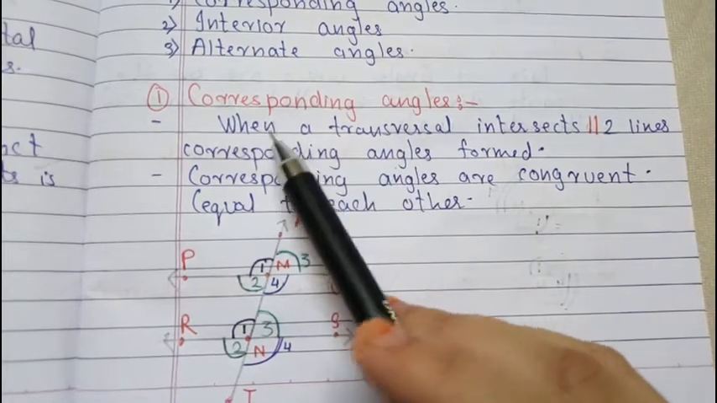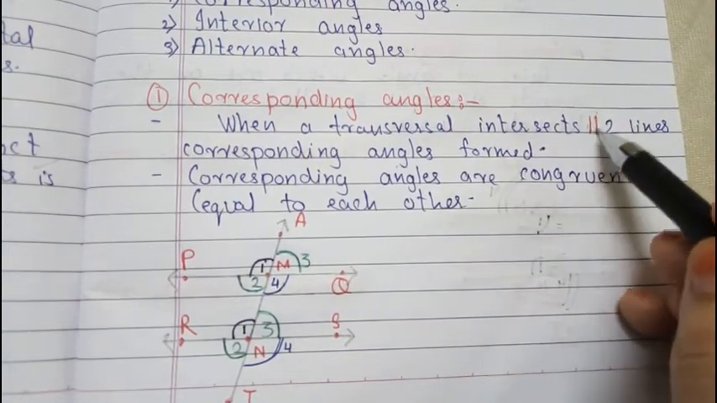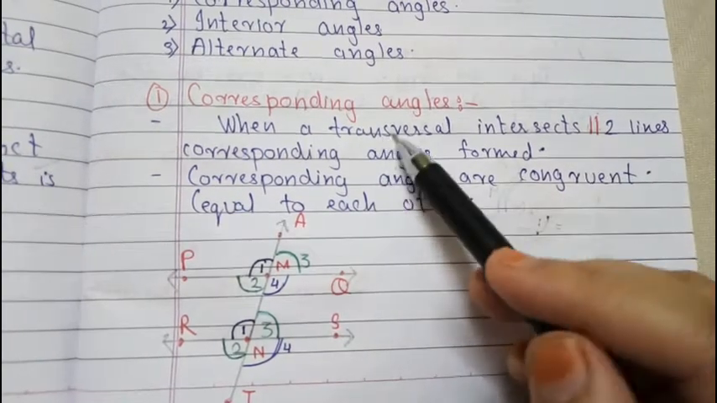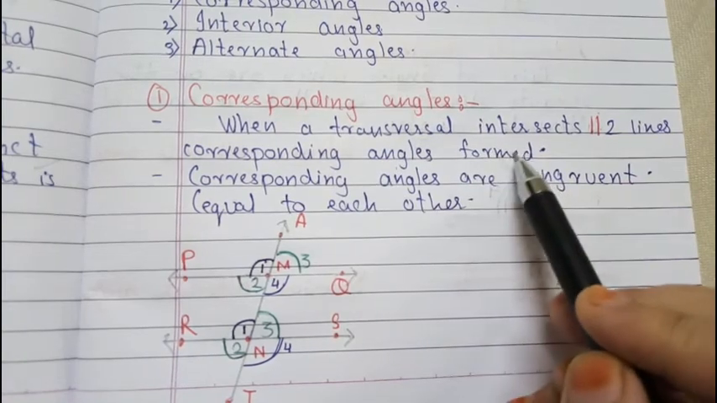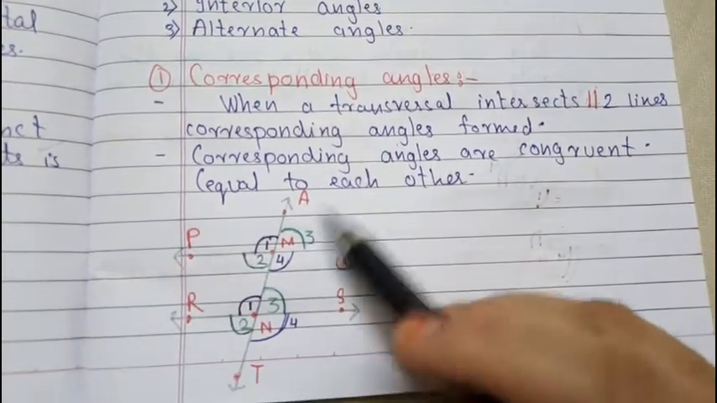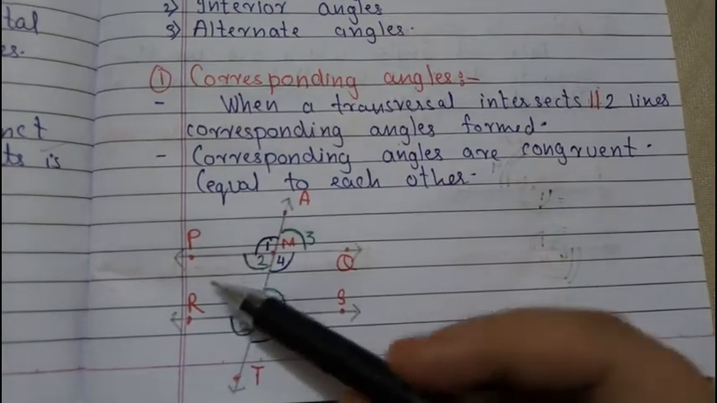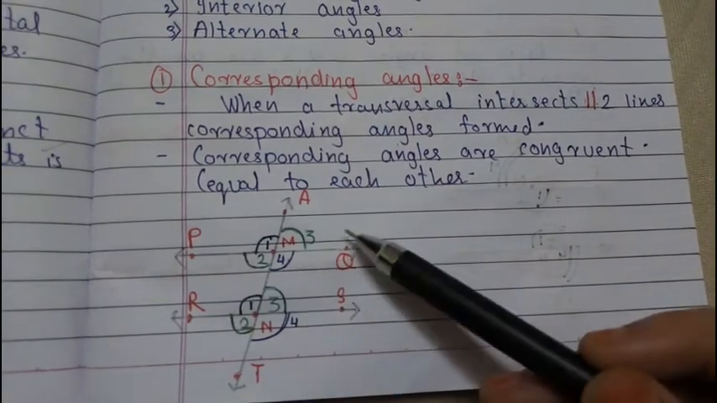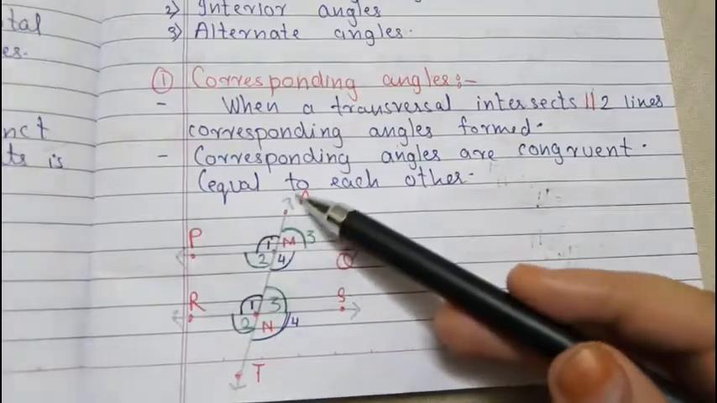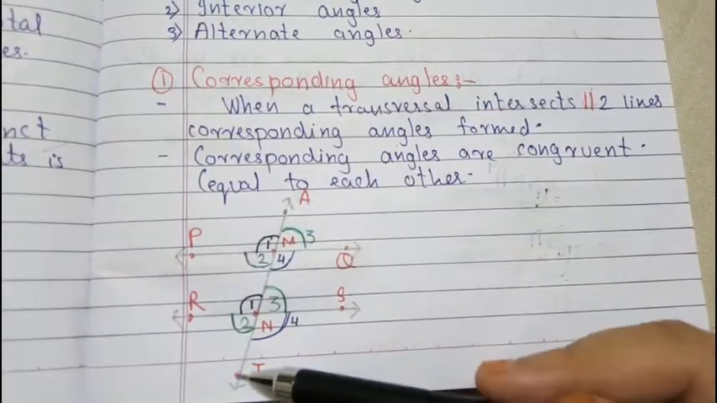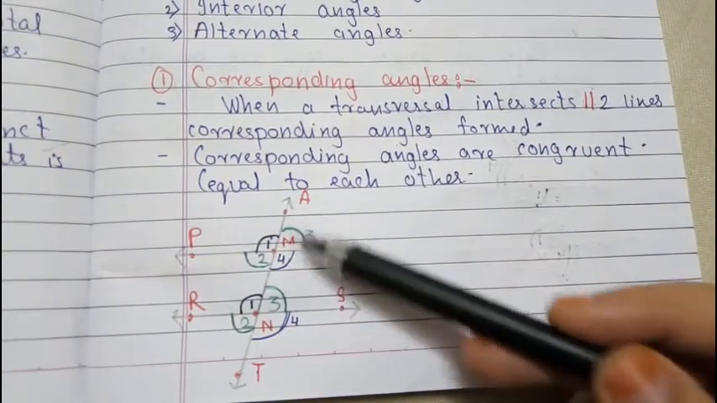Now let's see, when a transversal intersects two parallel lines, this is the sign of parallel lines. When a transversal intersects two parallel lines, corresponding angles are formed. Got it? So student, here one transversal line is there, that is line T. The first line is PQ and the next is RS. So this line T intersects line PQ and line RS. So T is a transversal line.